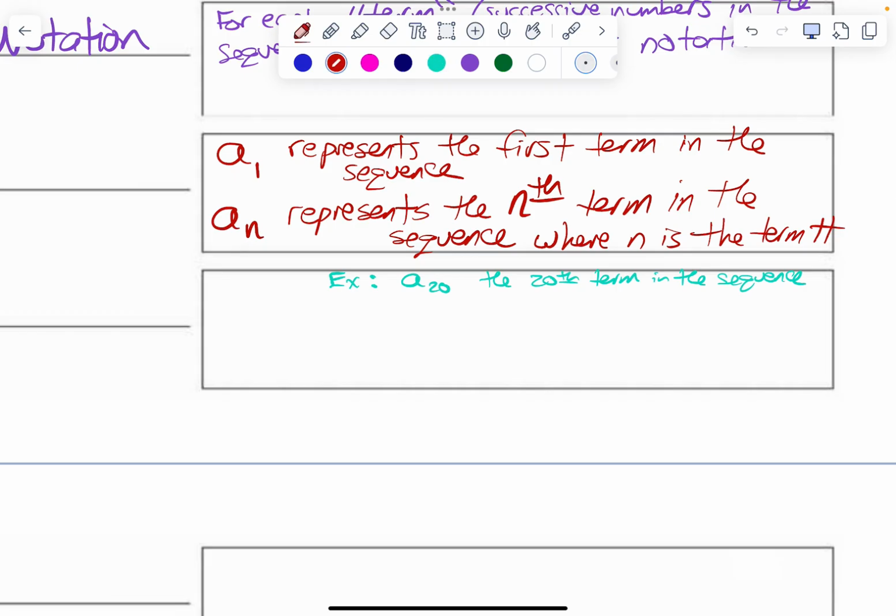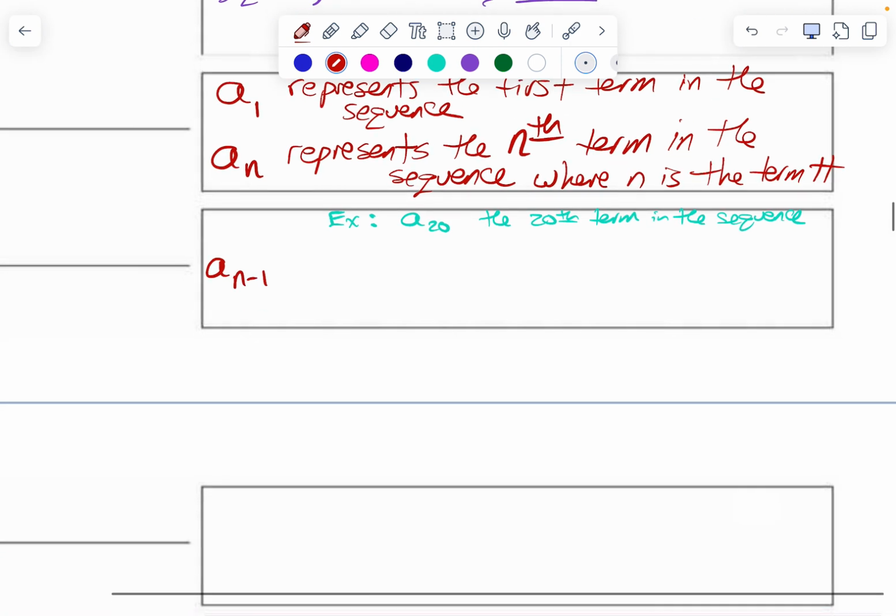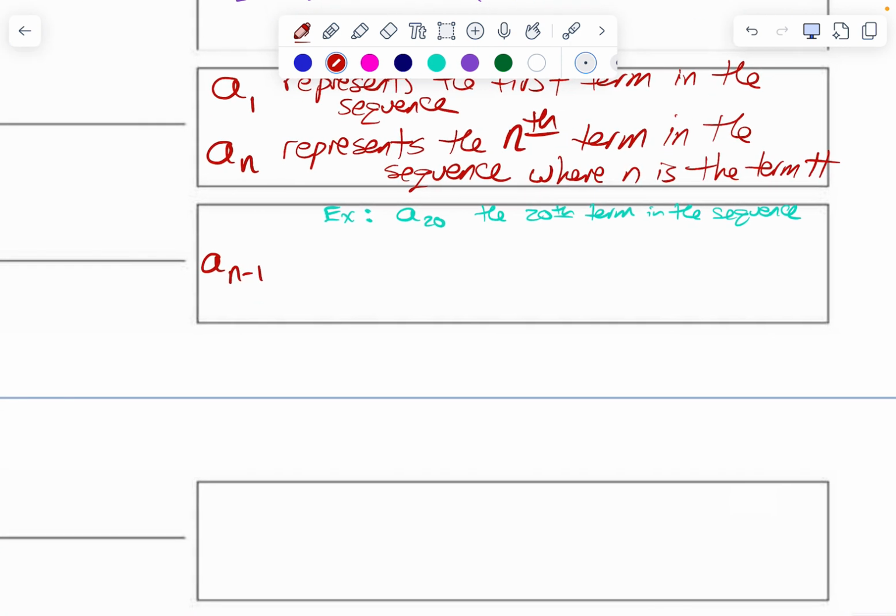All right. This makes a lot of sense, but it looks a little confusing. So just let yourself process it for a second. So a sub n minus 1. And this is how we say these subscripts. We say sub, not subscript, but just a sub. Okay? N minus 1. What do you think that means? If n is the nth term, what would a sub n minus 1 be?